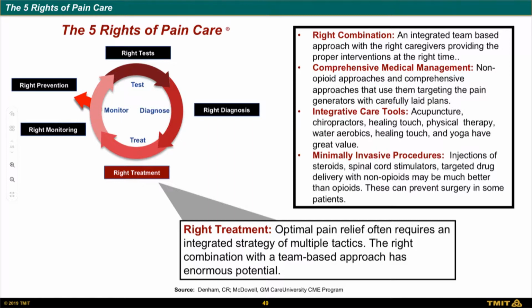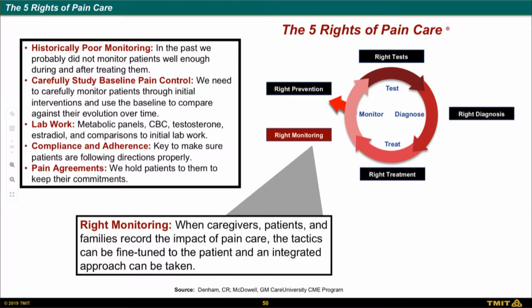We utilize, besides the comprehensive medical management and the physical therapy aspects, minimally invasive injection treatment, spinal cord stimulation or peripheral nerve stimulation when appropriate. Targeted drug delivery in forms of intrathecal therapy with non-opioids or opioids is perhaps an unrecognized and underappreciated aspect of pain control for people with advanced pain that has failed maximum medical therapy or properly delivered minimal interventional therapy. This can often keep people from having surgery if it is not absolutely necessary. So again, the right combination with a team-based approach has enormous potential.